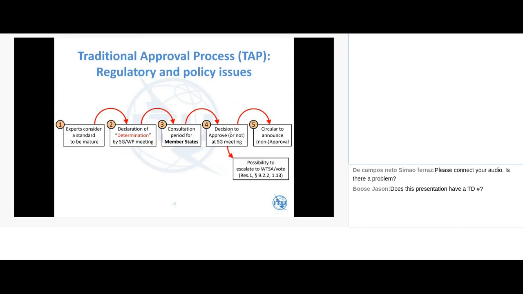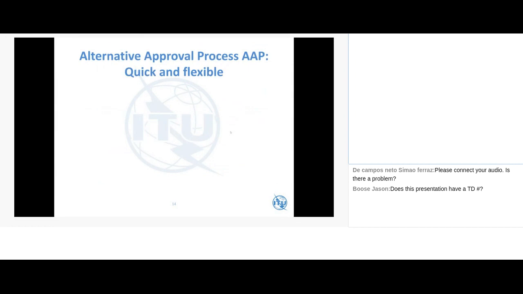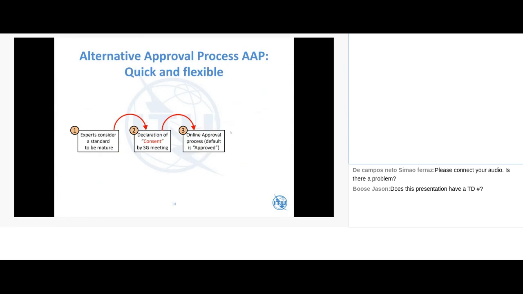So it's really nothing to be worried about, and in many ways it's equivalent to what you're familiar with in AAP. So speaking of AAP, this is relatively quick and flexible, and it's based on a lot of the same concepts. So stage 1 is identical. The experts themselves consider the text to be mature. The document is submitted to the study group meeting or working party meeting for consent, which is equivalent to determination. It just says the group of experts present believe that the text is mature and ready for the approval process. The text is then put out to a 4-week last call period, and assuming no comments are received, the text is approved.